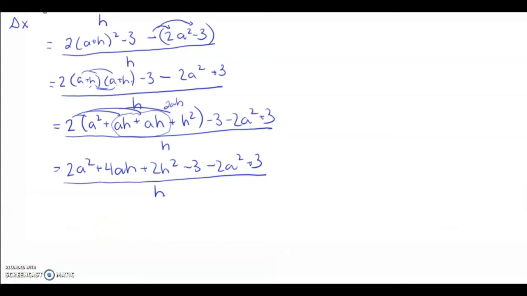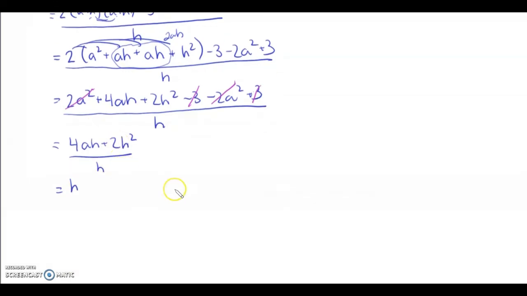At this point, we should be able to do a lot of cancellation. So we have negative 3 plus 3, those cancel to 0. 2a squared minus 2a squared, those cancel as well. So now we have 4ah plus 2h squared all over h. If we were to factor out the h out of the numerator, we would have (4a + 2h) over h. And at this point, we can also cancel out those h's. So we have 4a + 2h.